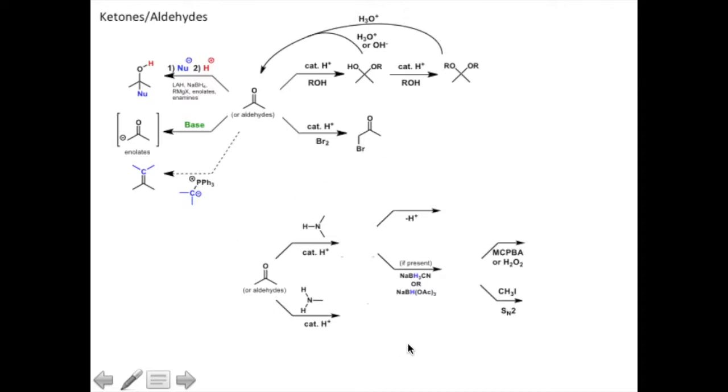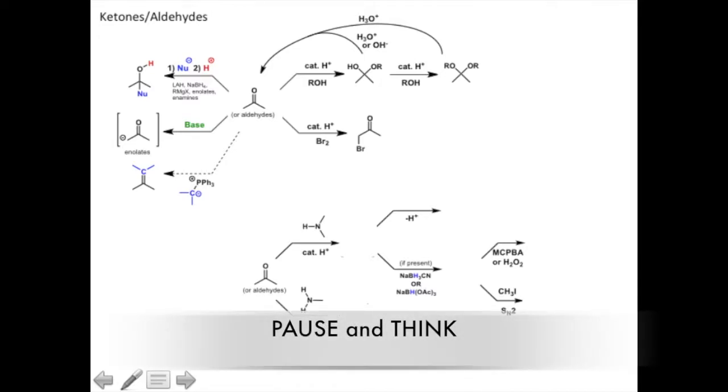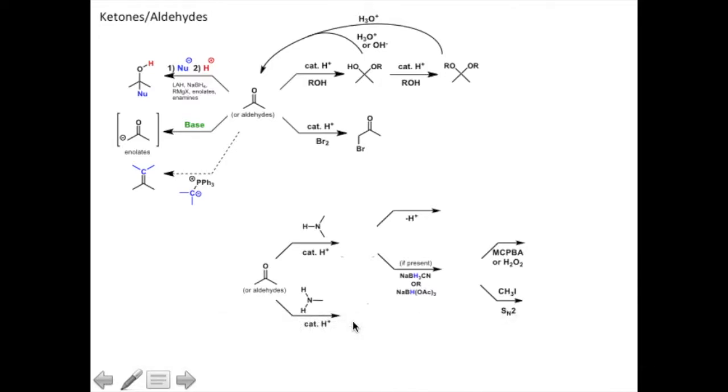The next half of this slide is dedicated to reaction of ketones or aldehydes with amines. So what will happen when ketones or aldehydes react with secondary amines or primary amines? Pause the video and think about it. Imines or iminium cations result. If nothing else is present in the mixture, iminium cations become enamines.